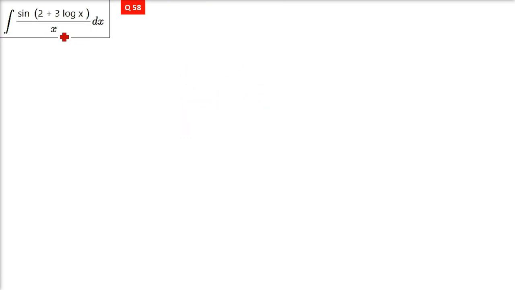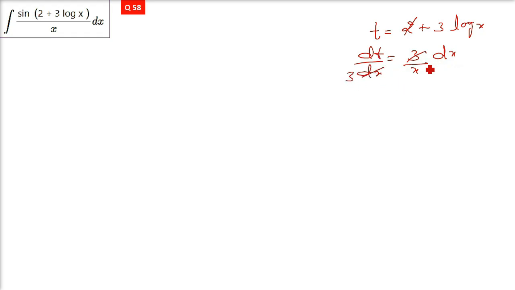Now log x. Log x differentiation is always 1 by x, that we have known. But my logic is that whenever you have a constant around this log x or any term, take all the term as t. That is, t equals 2 plus 3 log x is not that better. So when we differentiate it, 2 will go, and we'll just be having 3 by x dx. So dt by 3, this becomes dx by x, and dx by x is already with us. So just write it as dt by 3.